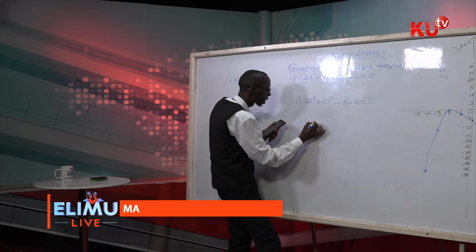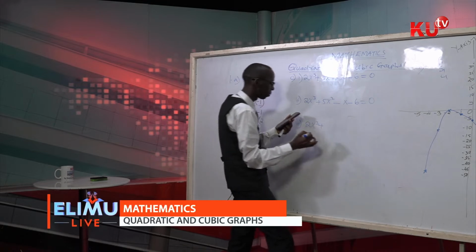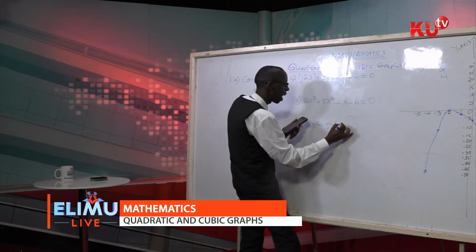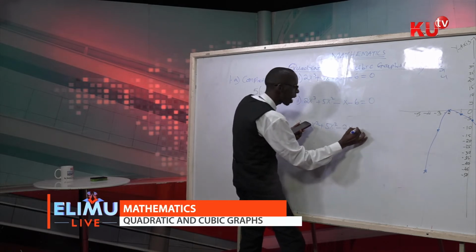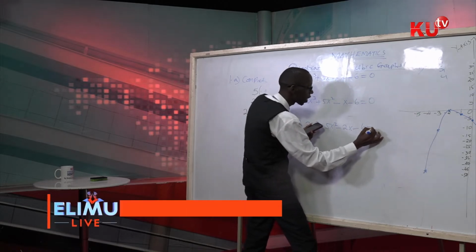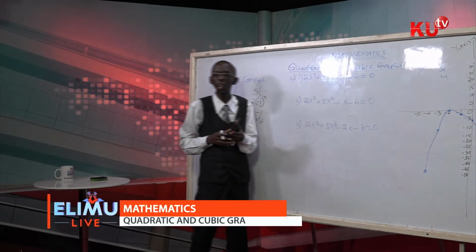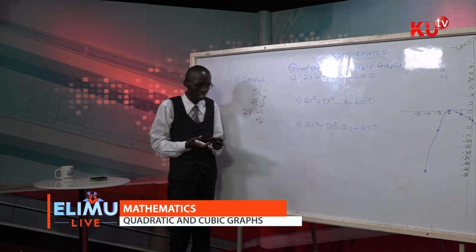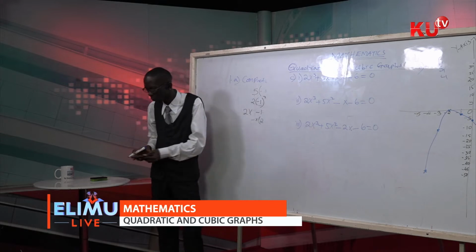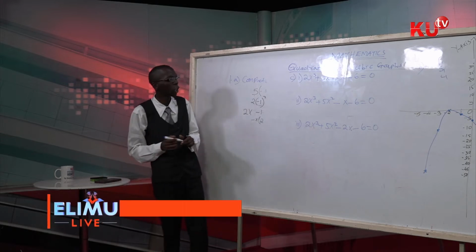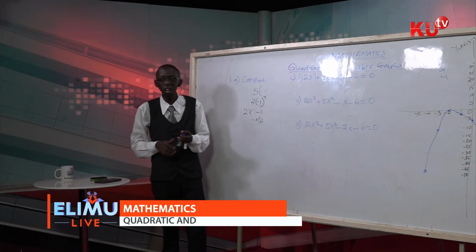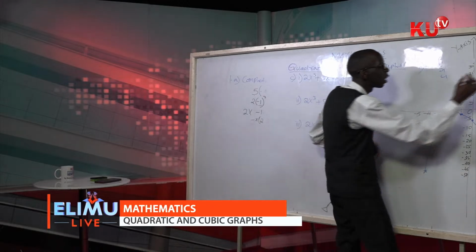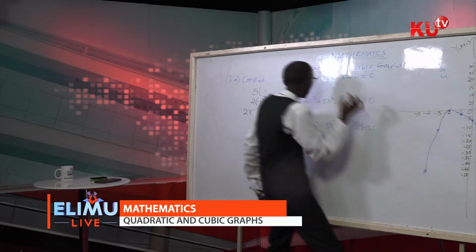And Roman 3, we are using the graph to solve 2x cubed plus 5x squared minus 2x minus 6 is equal to 0. That question is very important to understand, that you are using the graph that you have plotted to solve those equations. How do we use the graph to solve the equation?